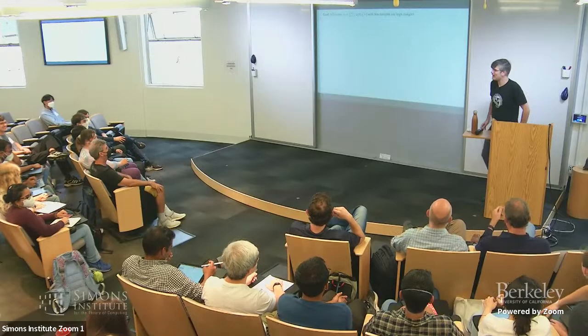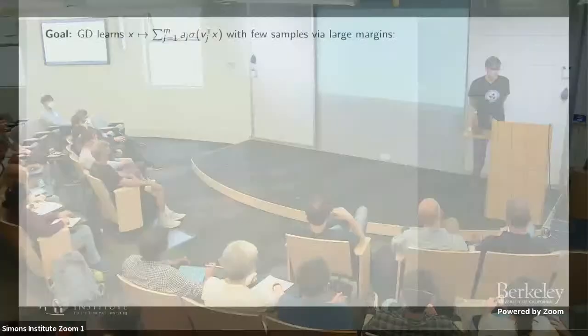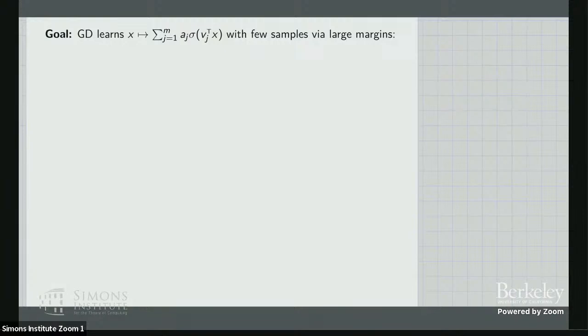Okay. So here's what we're talking about today. I'm studying two-layer networks with the ReLU, and it's very important that it's two layers and that both layers are trained. And I'm going to show low sample complexity, and my proof technique will always be margin maximization.